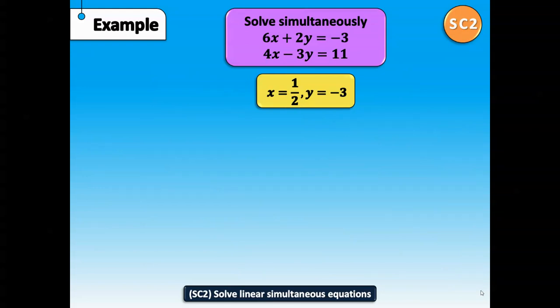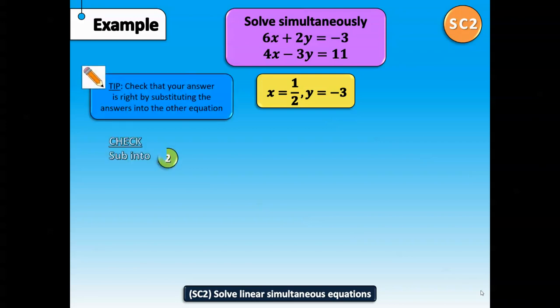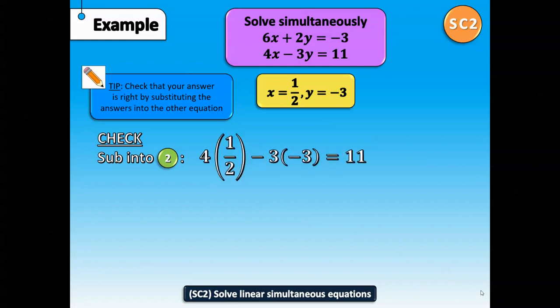I can check this by substituting x and y into the second equation. So 4x minus 3y equals 11 becomes 4 times a half, take away 3 times minus 3 equals 11. So that becomes 2 plus 9 equals 11. So it works. So I know I've got it right.